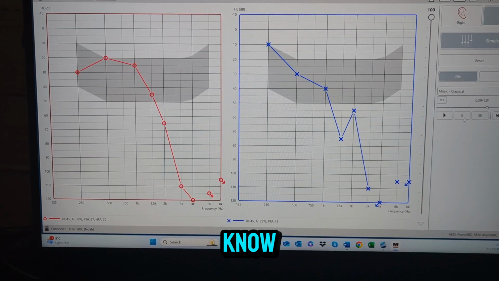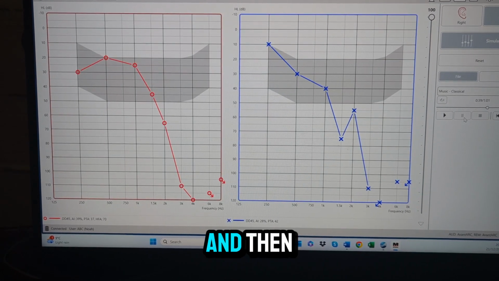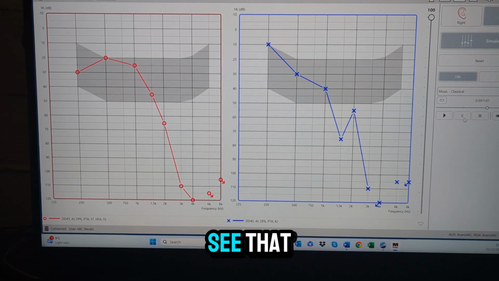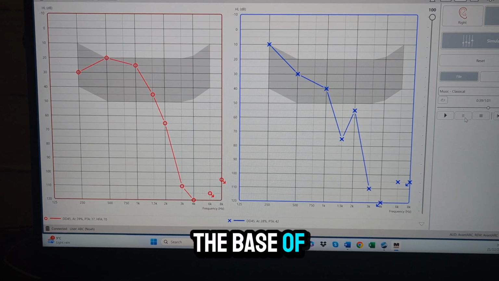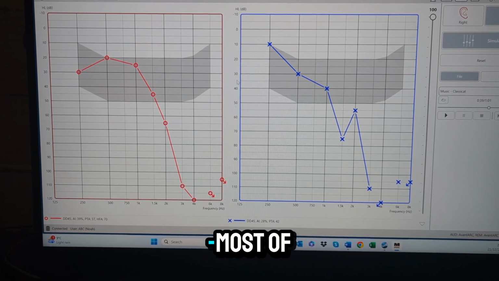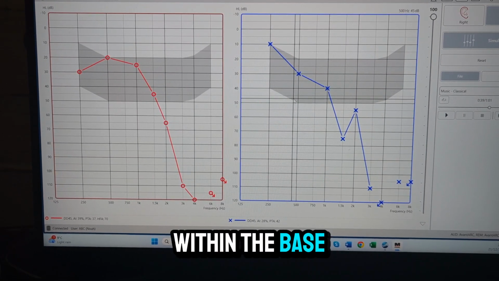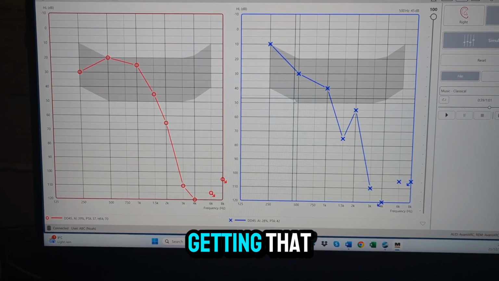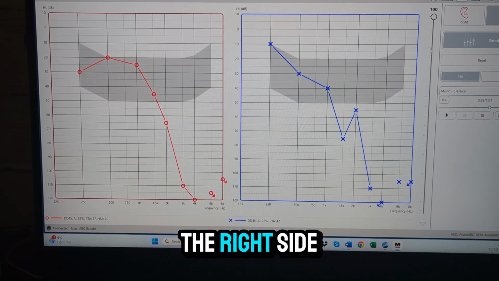So, as you know, with most music, it kind of builds up and then more and more instruments are added. That's why I've done that a few times this time. And you could see that every time I'm pressing simulate, it's just going down to the bass of the music, which is where most of the hearing is, within the bass sounds, and a lot of the instruments are suddenly just disappearing, going away, and you're not getting that full experience. So now we're going to go to the right side and see the difference.